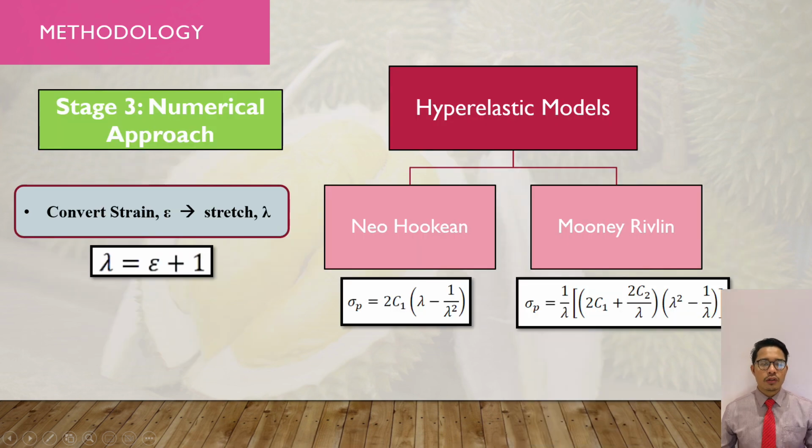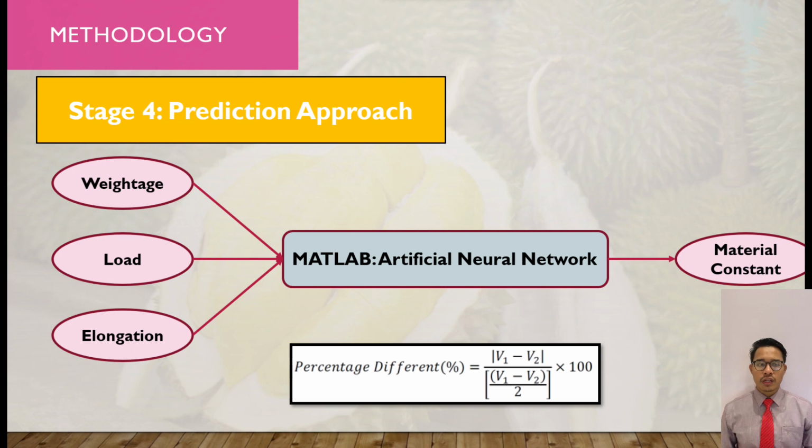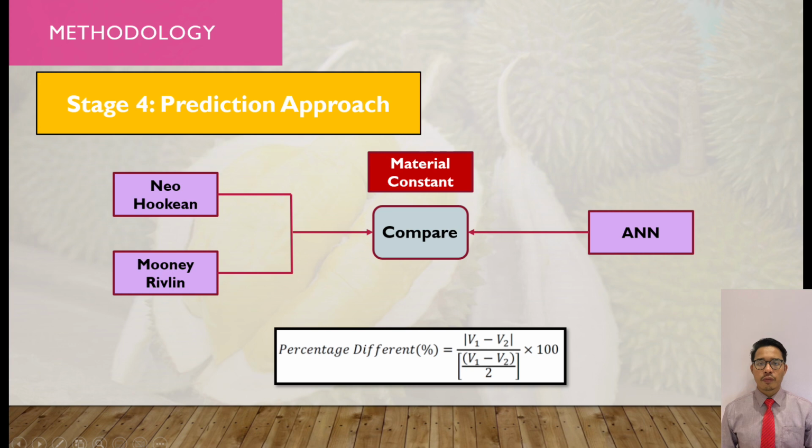The data will be brought to the numerical approach, in which, using the Microsoft Excel Solver tool, the strain data will be converted into stretch ratio. Then the stretch values will be integrated into the hyperelastic models, which are the Neo-Hookean and Mooney-Rivlin equations, and after that a curve fitting will be plotted. In the prediction approach, the weightage, load and elongation of the experimental data will be keyed into the MATLAB artificial neural network to obtain the material constants. The material constants gained from the Neo-Hookean and Mooney-Rivlin models and those gained from the ANN will be compared to each other, and the percentage difference calculated using the equation.